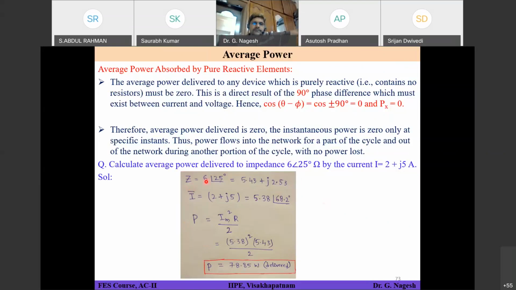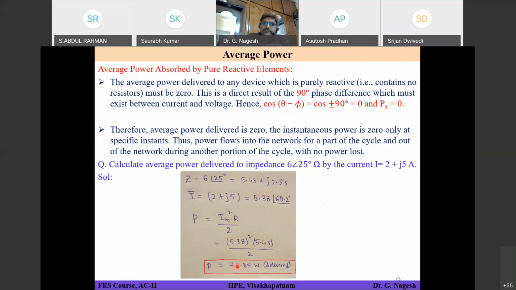So this is your Z. You have to break it into real and imaginary parts. This real term you can consider as the equivalent resistance, and this is your reactive term. And the current, after converting into polar form, you get this amplitude. So Imax square into R divided by 2: this one square times 5.43 divided by 2. If you do that, you are going to get 78.85 watts.